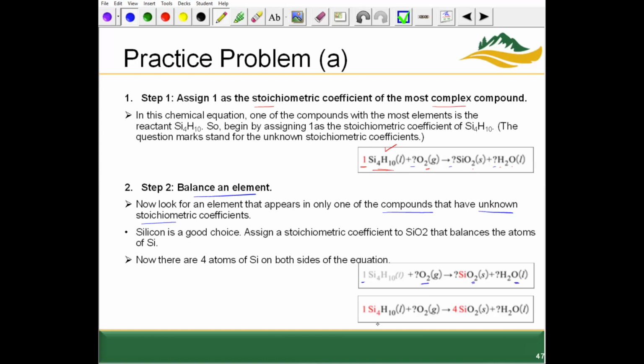So generally speaking, working with oxygen is trickier. So let's avoid working with oxygen for now. Silicon would be a good choice because it appears here and it only appears in one other product. It doesn't also appear in this reactant. So there's 4 silicon atoms here because we tentatively assigned this as 1. To balance silicon at this point, we're going to put a 4 as this coefficient in front of silicon dioxide. So now we have 4 silicon and 4 silicon.